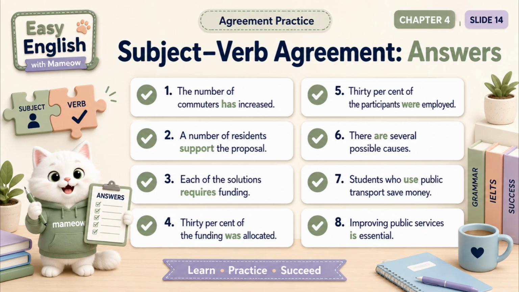30% of the funding was allocated. With percentages followed by of, the verb agrees with the noun after of. Funding is uncountable and singular, so we use was. 5.